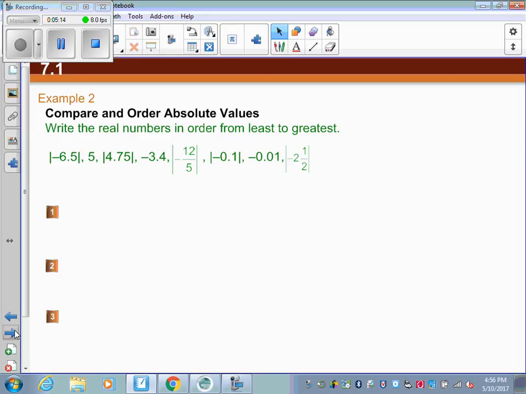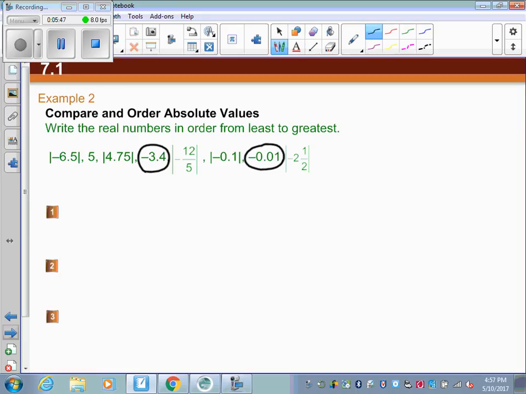Secondly, the next thing you could do is compare and order absolute values. You'll notice here in this line, there's some that have the absolute value symbols around them and some that don't. Remember, when we have the symbols, everything is going to turn positive, but the ones without a symbol, like this negative 3.4, do not have the symbol around it. Neither does this one. So those are going to remain negative. They're not asking for the absolute value of those.